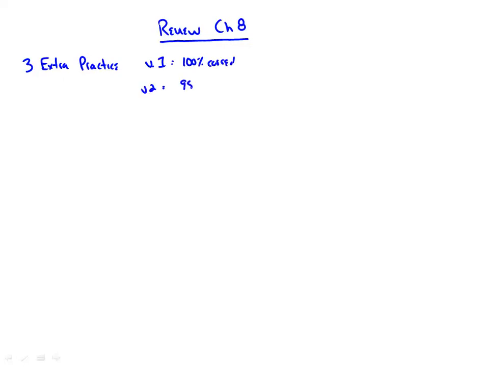Real quick, for review in chapter 8, because I want to start preparing you for the test. There's 3 extra practices on the website now. Version 1 should be 100% correct, I think. Version 2 should probably be like 95% correct, meaning it's been up on the web long enough for people to catch the mistakes and for me to have remembered to fix them. Version 3 is new. So if you find something funky on version 3 in the answer key, or it looks like I copied and pasted something, it's extra practice.